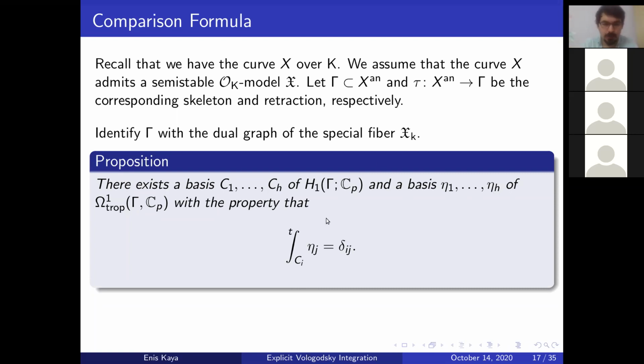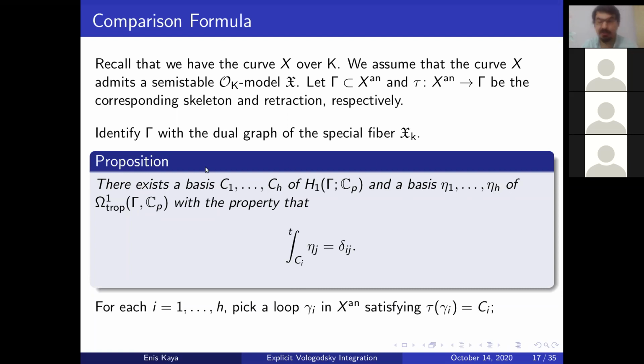Yeah, so we have these cycles, and I am using an important property of Berkovich spaces. Whenever we have a path on the dual graph, it is possible to lift it to the Berkovich space. And here, for each Ci, we lift it to a gamma i, so that this condition holds. Since Ci is a cycle, the corresponding path will be a loop.